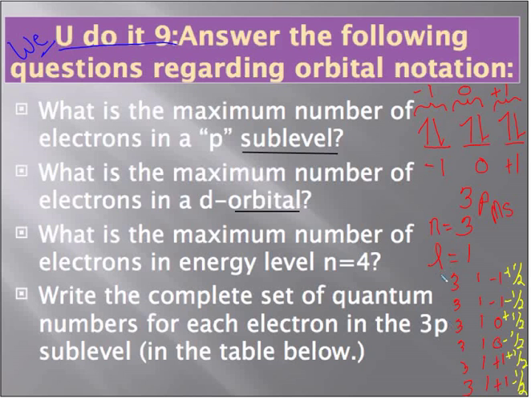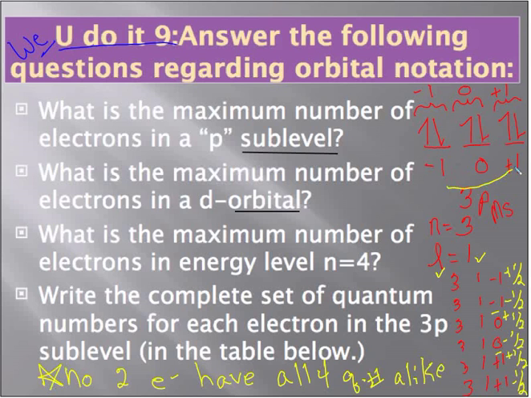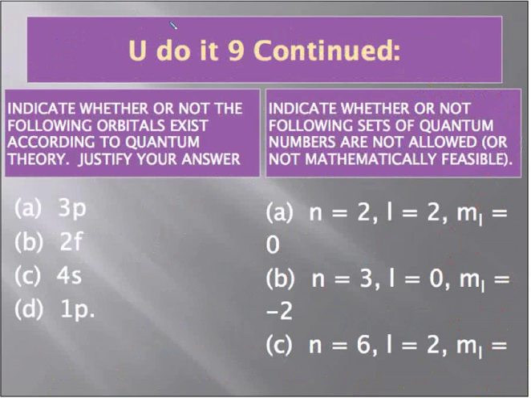I want you to notice something very important here. All of them do have the same value of n. All of them have the same value of L. Two each have the same value of m sub L, but no two electrons have all 4 quantum numbers alike. That's a very important concept. Notice that in that whole sublevel, no two electrons had exactly all 4 the same. They always at least differed in that spin, and that's a very key concept there.